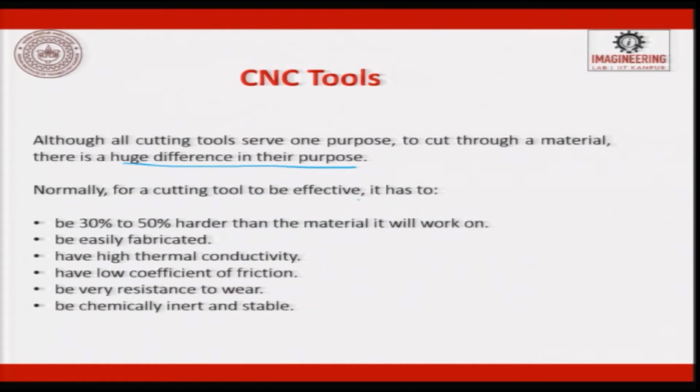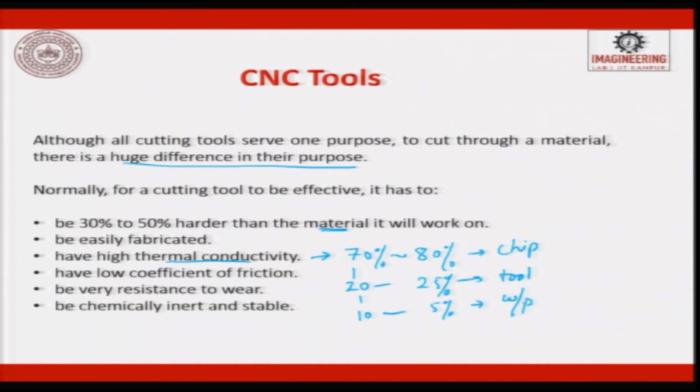Normally, for a cutting tool to be effective, it has to be 30 to 50% harder than the workpiece material. It has to be easily fabricatable. It has to have high thermal conductivity. Why? Because generally it is expected that 70 to 80% of the heat goes by the chip, maybe 20 to 25% goes by the tool, and 5%, maybe 10%, whatever it is, goes by the workpiece. So, the tool takes a significant heat portion.